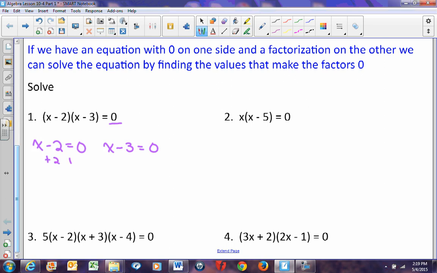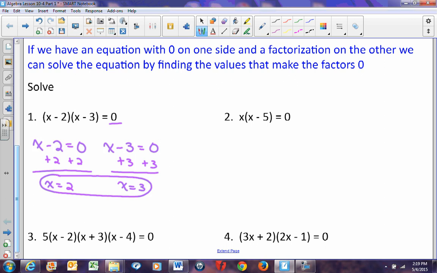I add 2, so x equals 2. Or I add 3, so x equals 3. So the solution to this equation is 2 or 3. Because if x equals 2, I'll have 0 times negative 1, which is still 0. If x equals 3, I will have 1 times 0, which is still 0. We can check it by plugging those numbers in, and we realize that x equaling 2 or x equaling 3 gives us a product of 0.